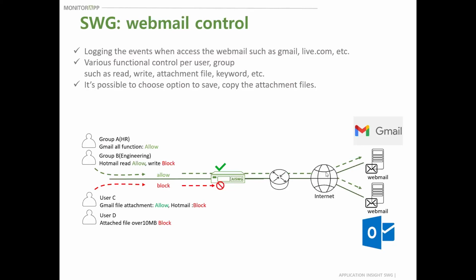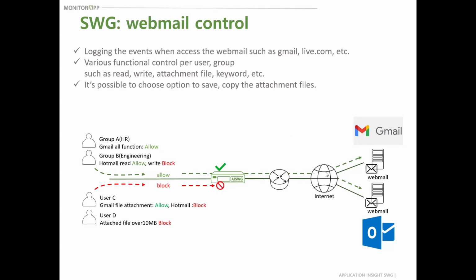And next is the webmail control. Since lots of users use webmail for personal purposes, it's very important to control webmail usage. SWG can control webmail usage with two functions. The first is the URL category. It's possible to allow or block access to the webmail itself. If you want to block access to third-party webmail, you can choose the webmail category and block it. That's it. The second is a very detailed control function for famous webmail like Gmail or live.com.